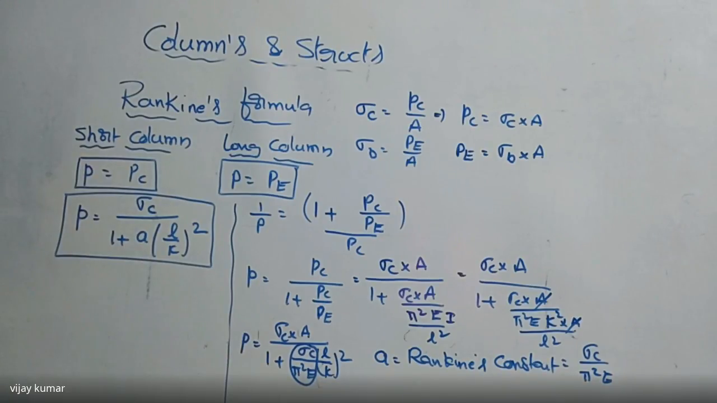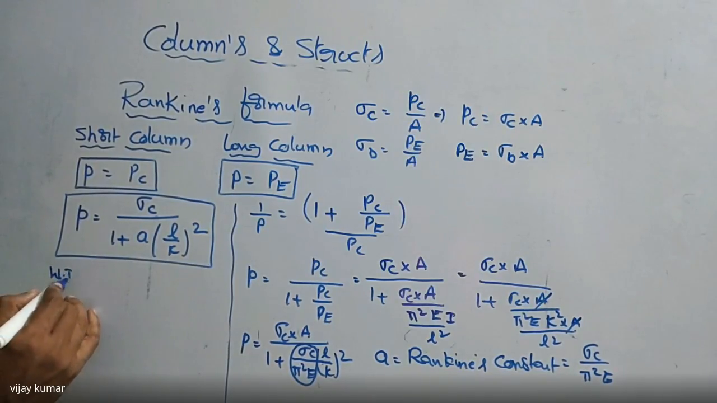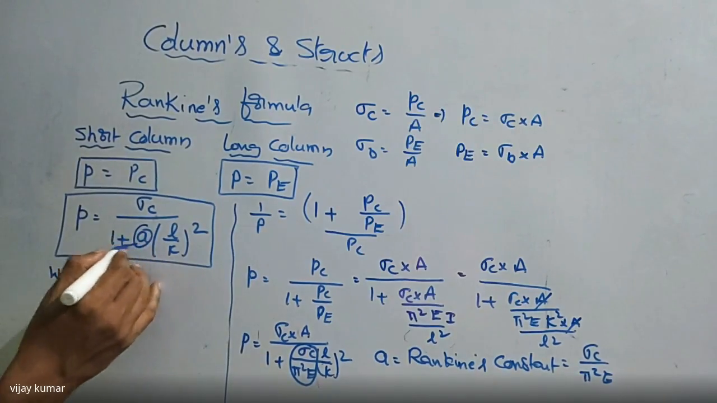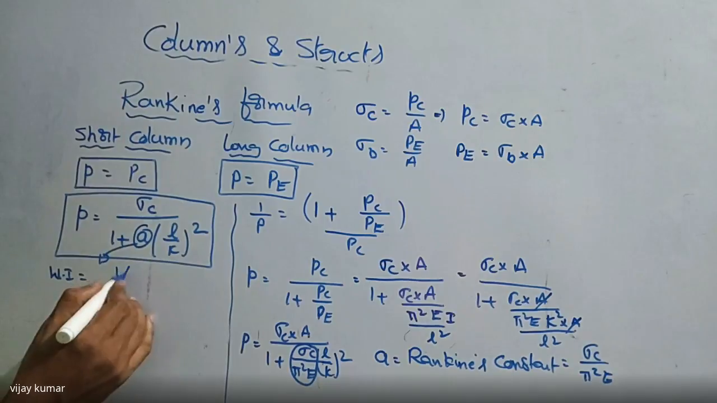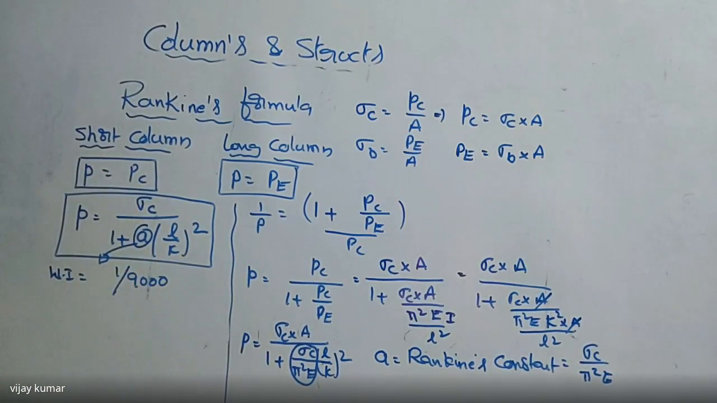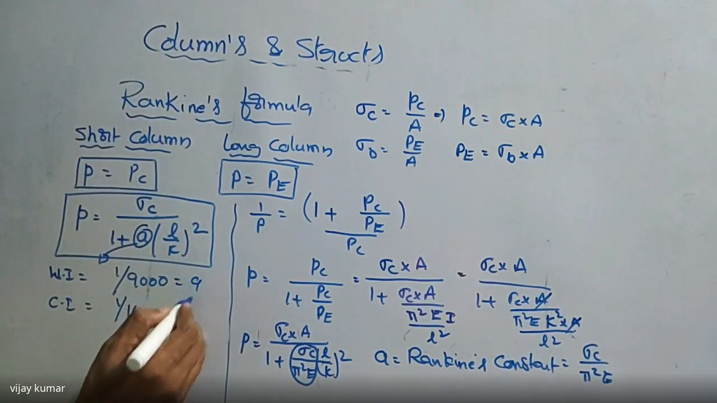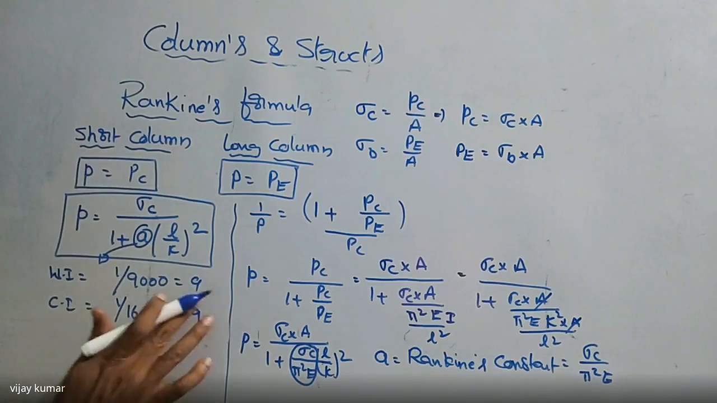Here I'm going to give one or two values of Rankine's constant. For wrought iron, WI, that is the wrought iron material which is used to make a column, the A value, Rankine's constant, is 1 by 9,000. For cast iron, the A value is 1 by 1600.